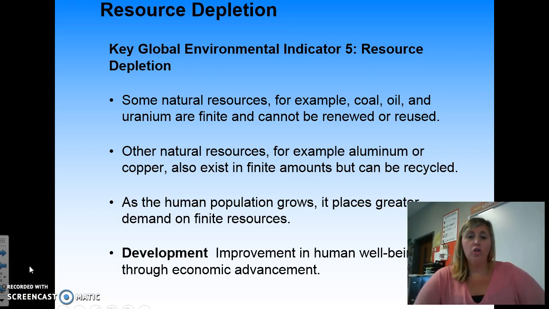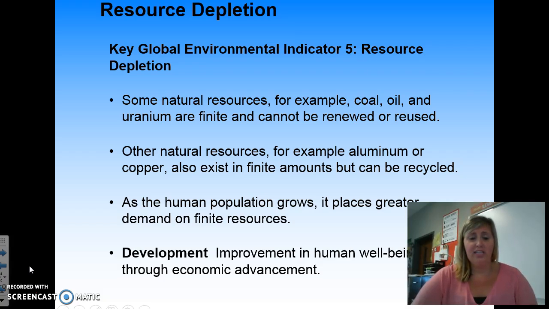The final global indicator that we're going to talk about is resource depletion. Our natural resources are going to be what provides the energy and materials that support human civilization. But as the human population grows, the resources that are necessary for our survival become increasingly depleted, like we run out of them. In addition, extracting natural resources can affect the health of our environment in lots of ways.